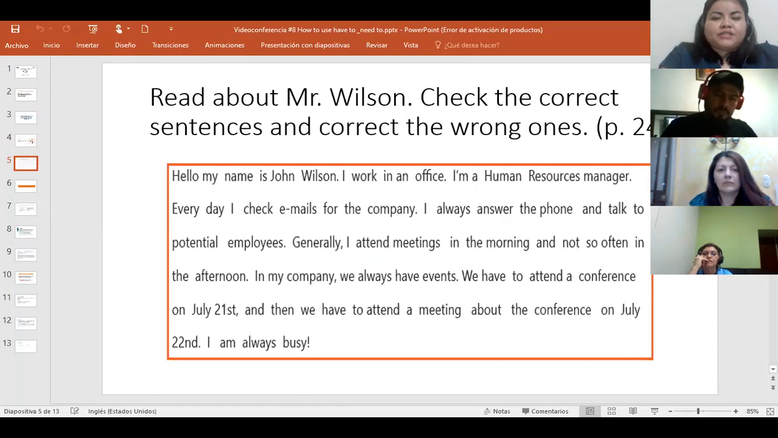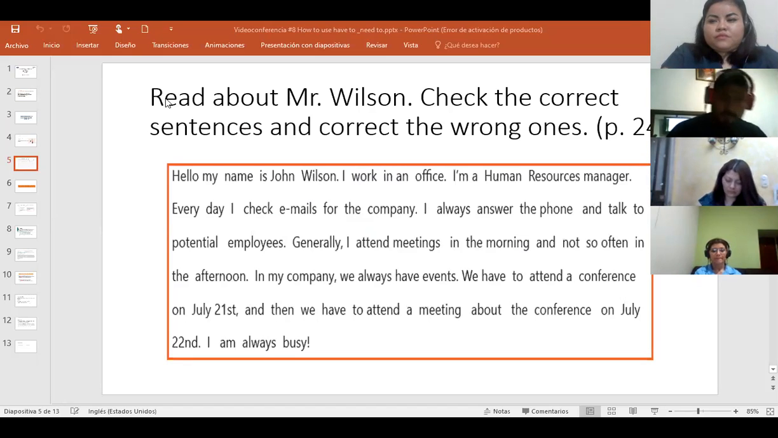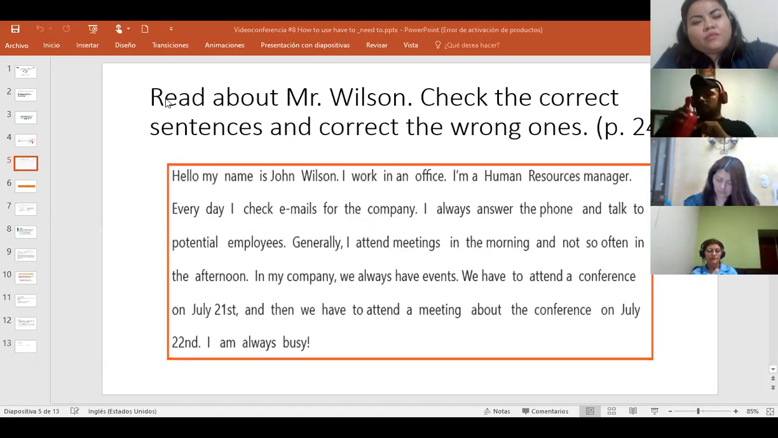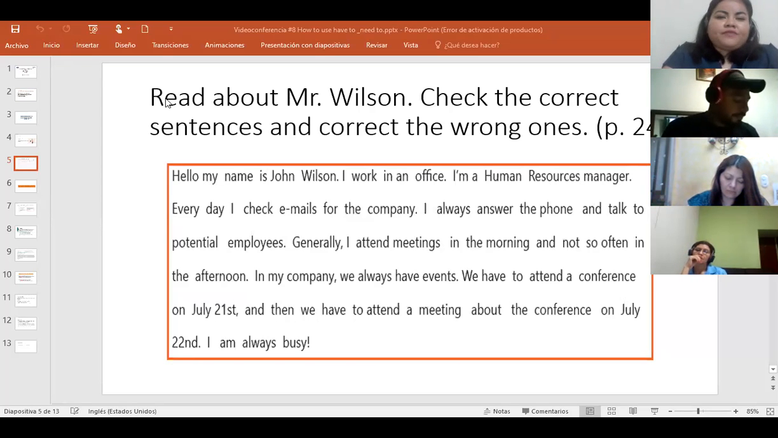True or false. The first sentence, Angie told us, no teacher, that sentence is incorrect, right? And we changed the sentence. What about the other sentences? Did you change the sentences? ¿Las cambiaron, las oraciones? Yes. Yes, very good. Let me check right now. I'm going to share my book on the screen. One moment. Okay. Now I have some sentences here. Let me share my book.